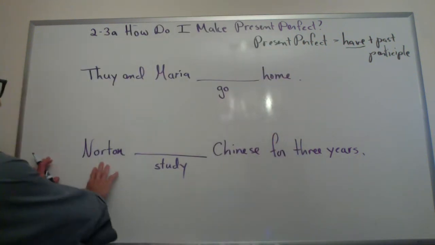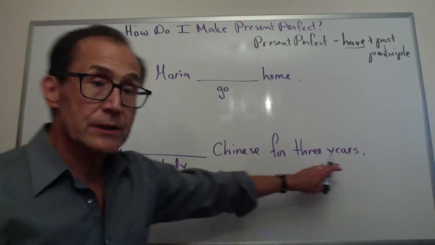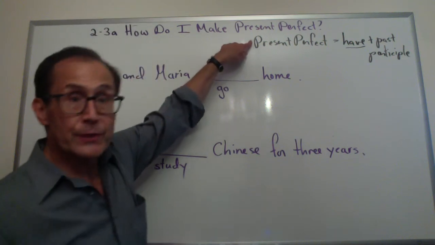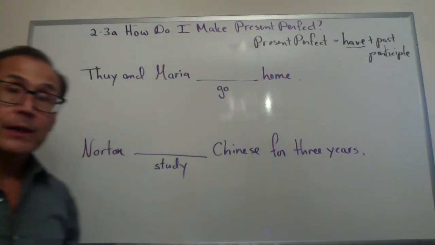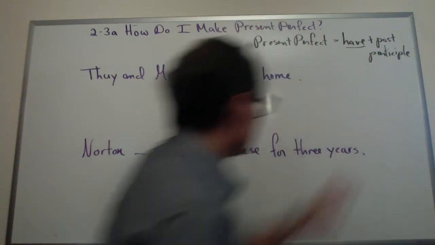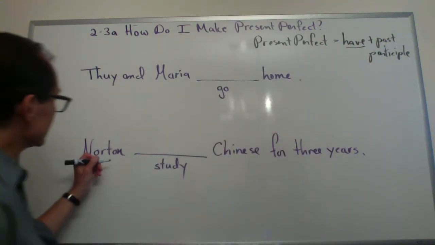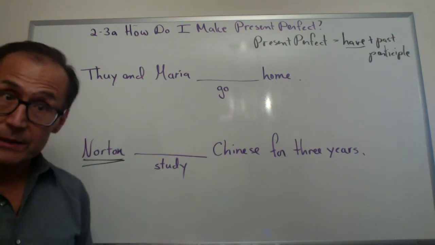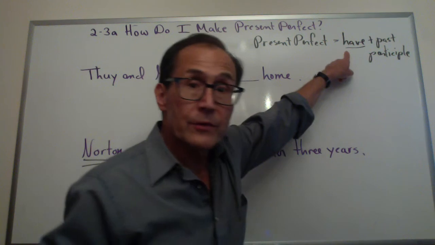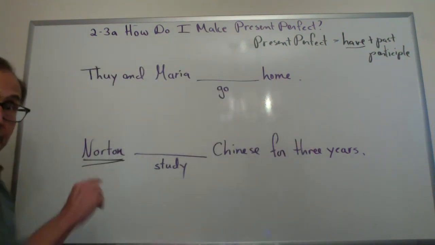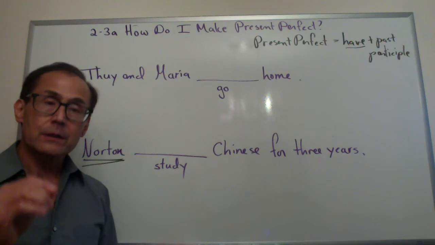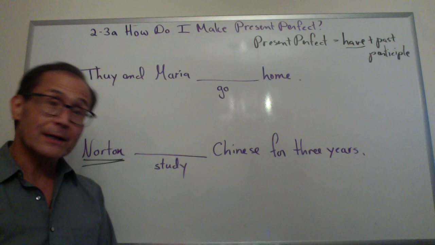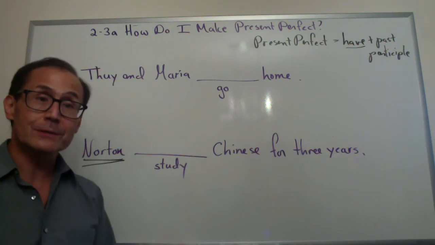So take a look at this sentence here. Norton Blank studied Chinese for 3 years. Okay? And let's say I know I want to use present perfect here. So I'm going to use have and past participle. So take a moment and think. Here my subject is Norton. What form of have will I use with Norton? In other words, will I use Norton have or Norton has? Take a minute and think. Pause the video if you want.